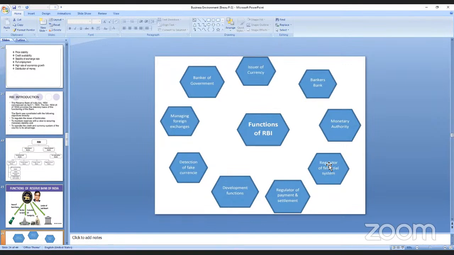Only this, whatever is there in the boxes in the flow chart, you can write for the functions of RBI. Take the screenshot. I'll explain in detail.